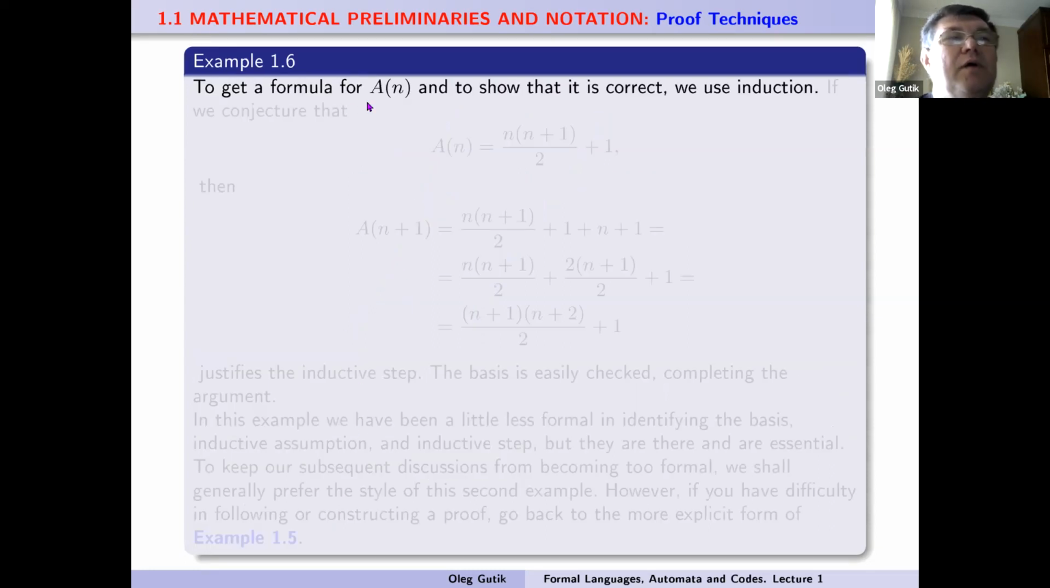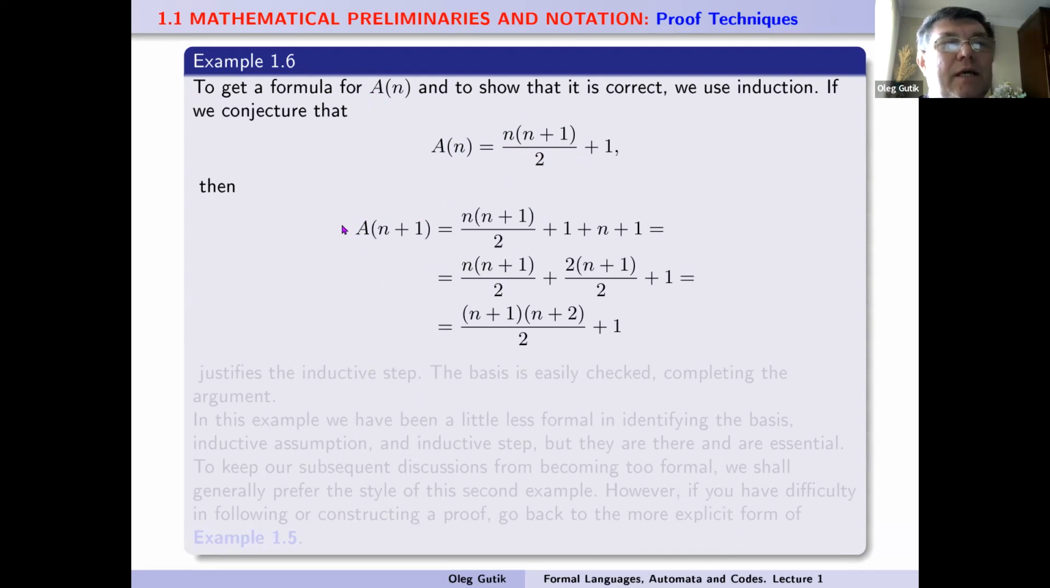To get a formula for A(n) and to show that it is correct, we use induction. If we conjecture that A(n) = n(n+1)/2 + 1, then we have the following: A(n+1) = (n+1)(n+2)/2 + 1, which justifies the inductive step. The basis is easily checked, completing the argument.